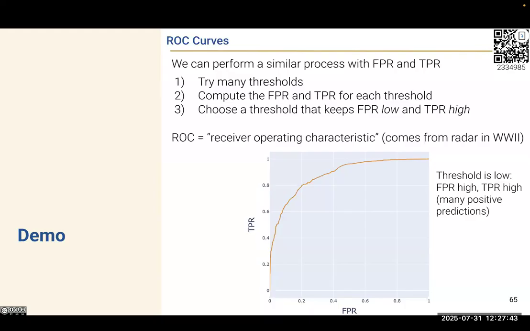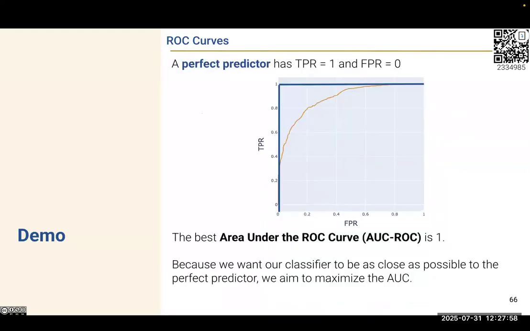If you look at the bottom of this curve, this is when the threshold is high. You make more negative predictions, so both true positive and false positive rates will be low. So how do we pick a threshold based on this ROC curve? We have to compare it against the best classifier we can get. This blue curve, which is not even a curve, just two lines, represents the ROC curve for a perfect predictor.